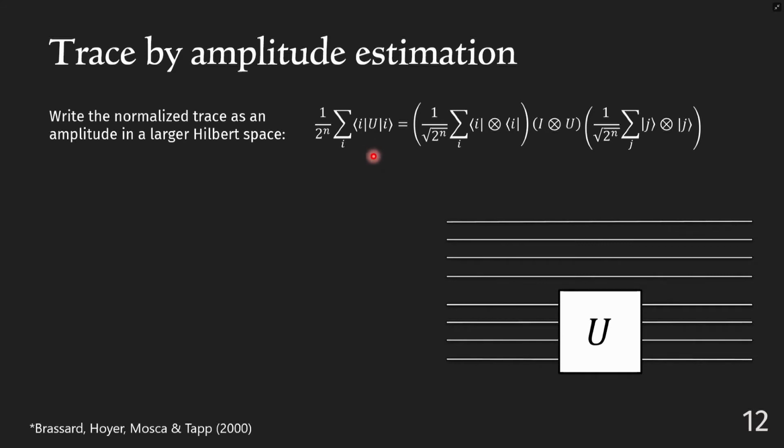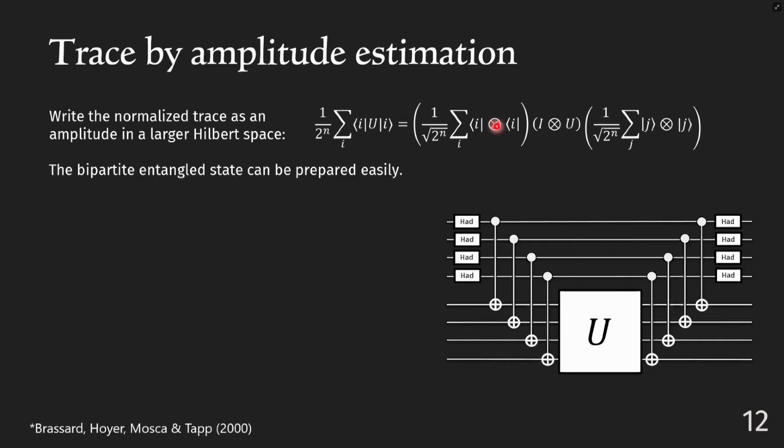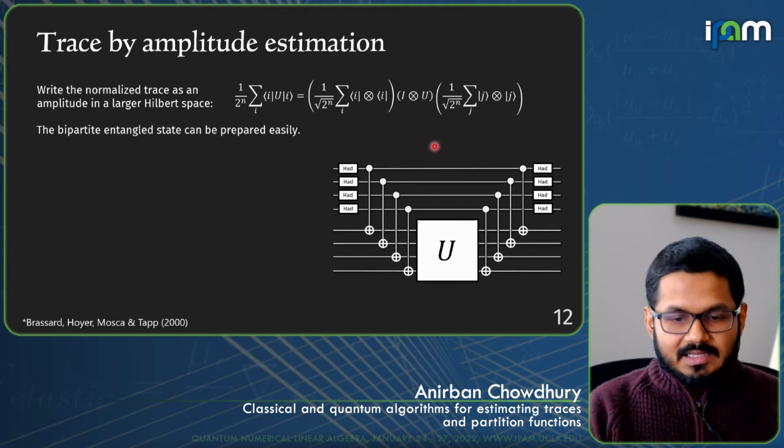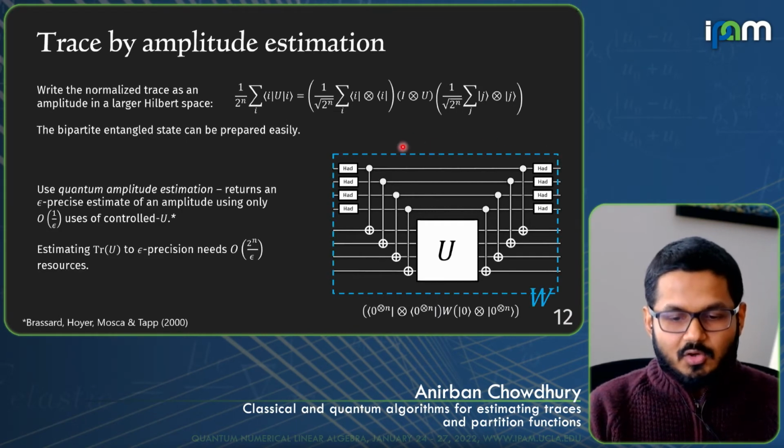What I can do is go to a larger space, also called a church of larger Hilbert space, and do something like this. I have I tensor U, so I have two copies of whatever system I had, and then I sandwich it between this bipartite maximally entangled state. So U acts on one register, and on the other I have nothing. And I can prepare this entangled state efficiently with a quantum circuit that uses just Hadamards and CNOTs. So what this says is I can now run quantum amplitude estimation on this larger unitary and evaluate the trace as an inner product of this form.